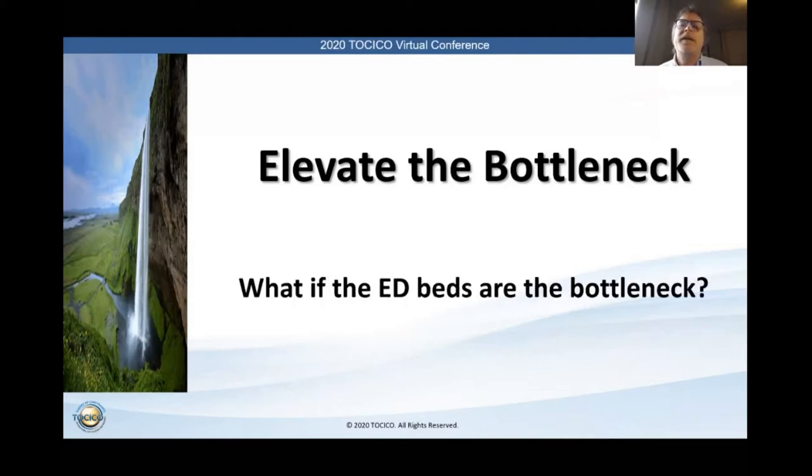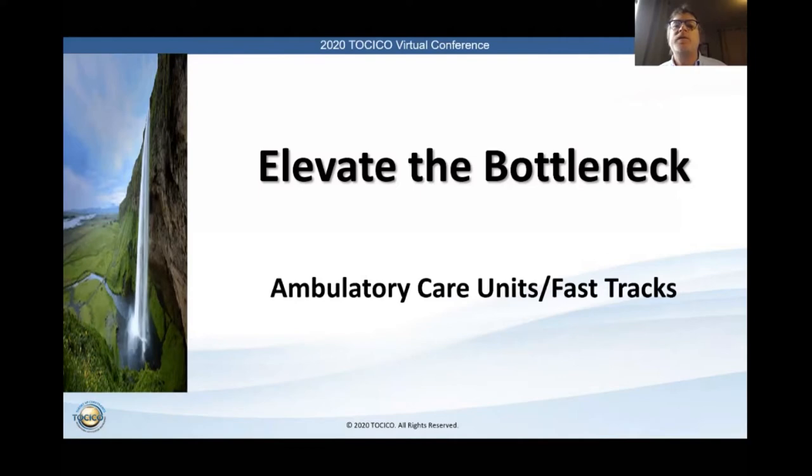How can we think about elevating the bottleneck if that bottleneck is an ED bed? We could invest in creating a parallel workflow for patients who we know from triage will never need an ED bed and shouldn't have to wait in a queue behind someone who does need the bottleneck. Such low acuity patients can be seen in a fast track area or in an ambulatory care unit, and the hospital can invest in building these other additional or parallel units up.